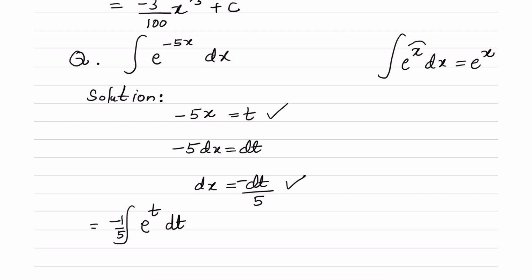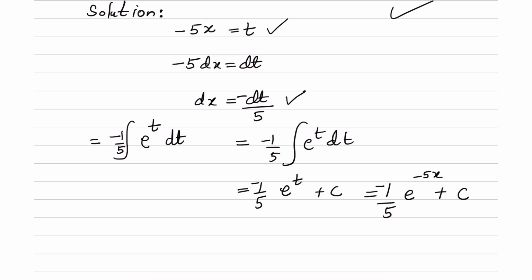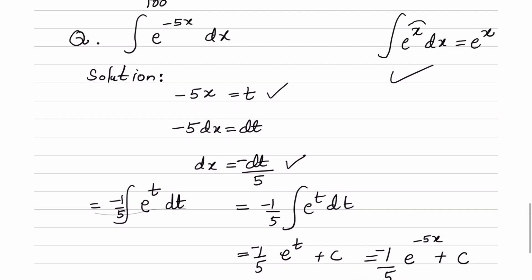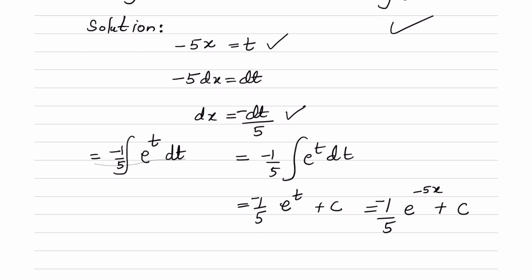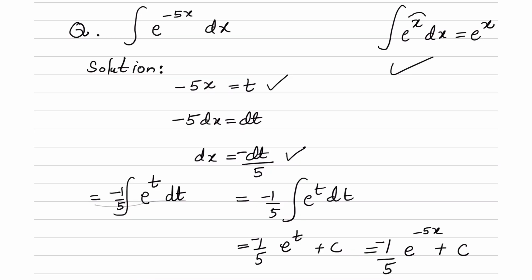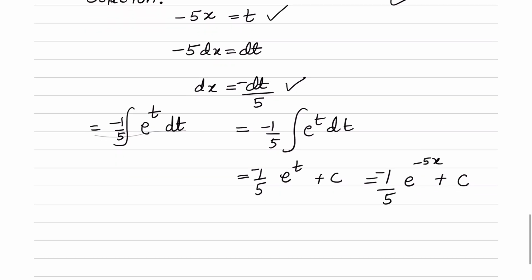and we have taken minus 1 by 5 outside. This is a very simple integral, and now we can solve this integral e power t dt by using this formula. So integral e power t dt by using this formula is just e power t plus some constant. So we have seen that the answer of the integral e power minus 5x dx is simply e power minus 5x multiplied by minus 1 over 5 plus some constant.